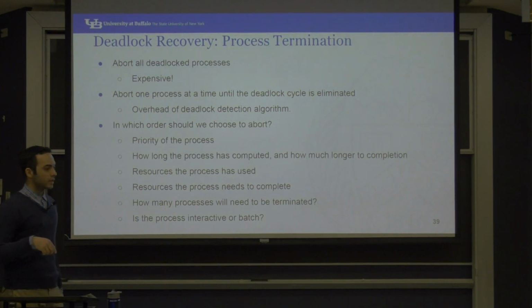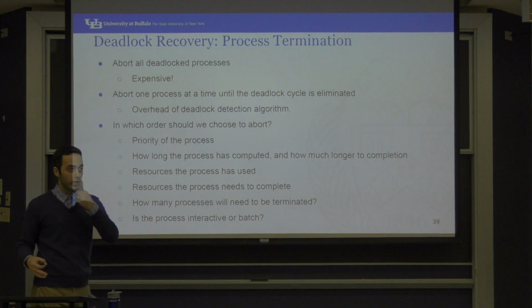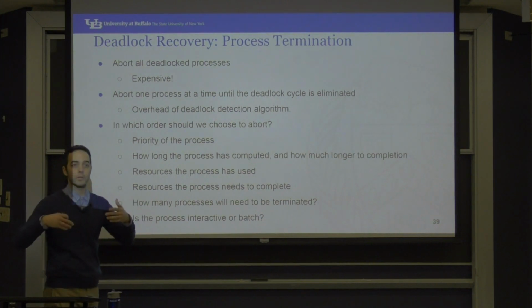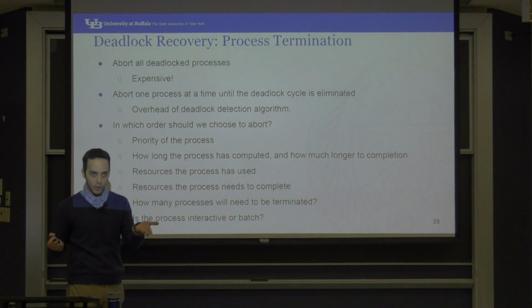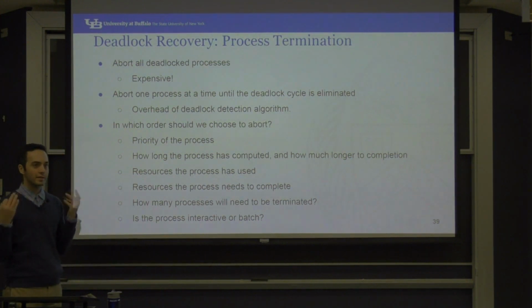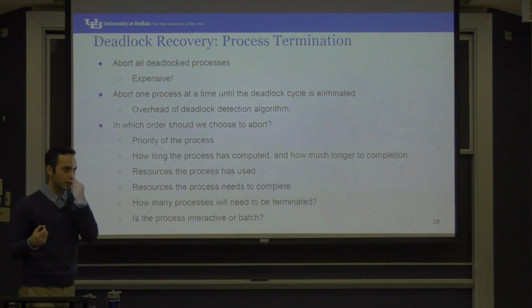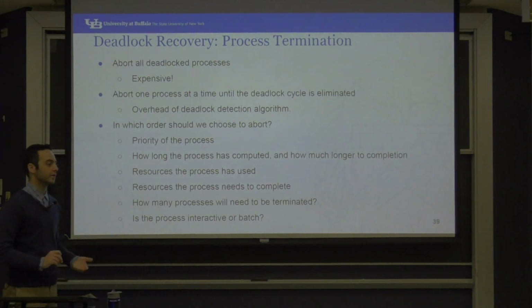Or the resources that it needs. Right now we are in a deadlock, and this process will require much more resources. Well, if we don't kill this, then it will probably cause more deadlocks again, right? So killing it might make sense. These are all policy decisions that a system should make, and we don't have to build systems, fortunately.